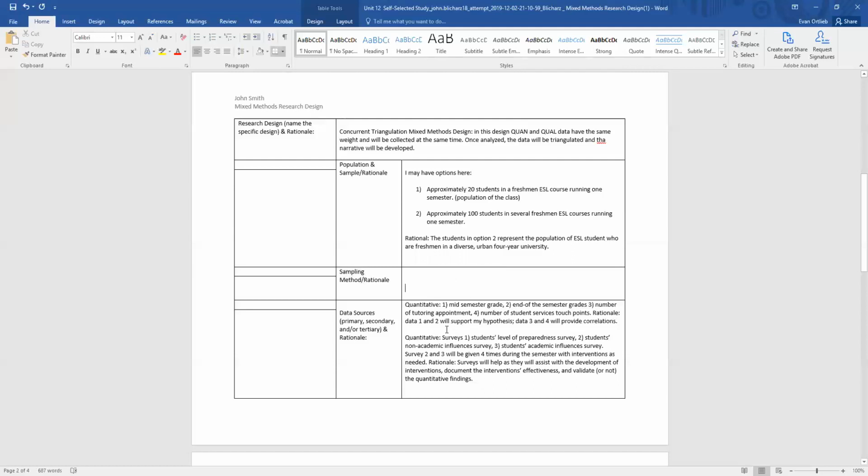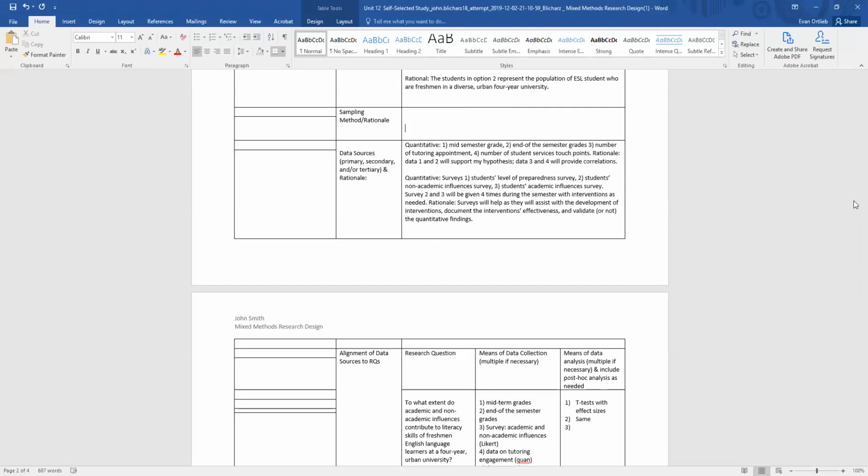The data sources, again, we have quantitative and qualitative. For the quantitative ones, they're going to include some grades at different times, as well as counting the number of tutoring sessions, and then also surveys and so forth. My question here is, should this part right here actually read qualitative? Because they're looking at preparedness, survey data, etc. So this might be a typo.